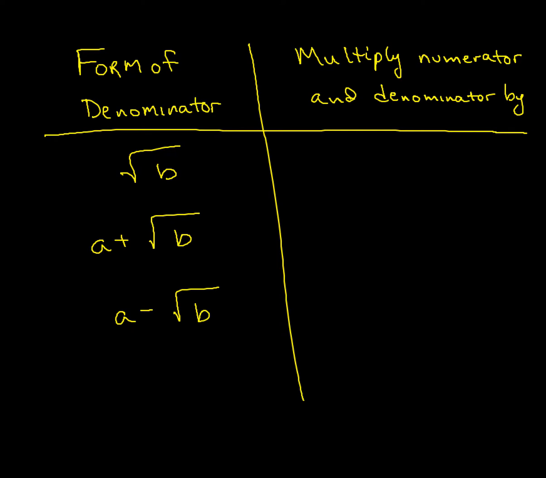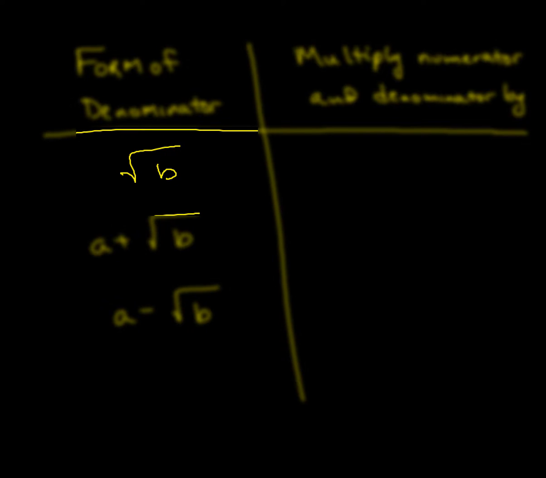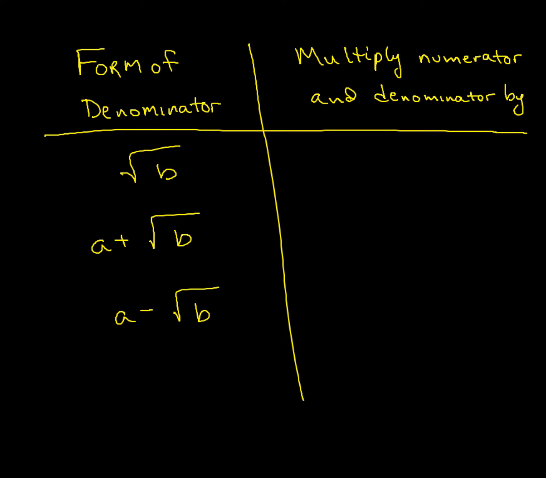When we do this technique called rationalizing the denominator, remember, the denominator is the bottom part of a fraction. That bottom part of the fraction is going to be in one of three forms: either square root of b, a plus the square root of b, or a minus the square root of b, where a and b represent any integers. If your denominator is square root of b, all you're going to multiply the numerator and denominator by is the square root of b, and that's it.